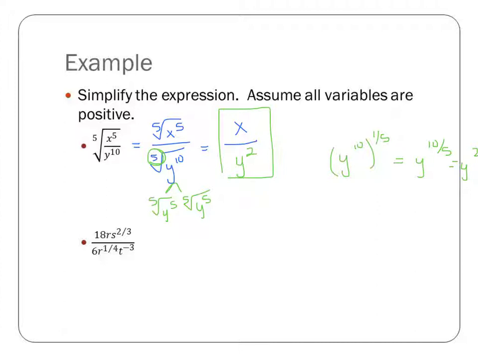Okay, so what about this next one? We got all sorts of stuff going on. You really need to look at one base at a time. So if we look at the numbers, 18 divided by 6 is 3. So we get a 3, it's on top. Then if we look at the r's, and we are subtracting, so we get 1 minus a 4th is 3/4. So we're going to do r to the 3/4 on top. The only place we have an s is on top, so you get s to the 2/3 on top. And the only place we have a t is on the bottom, but it's negative, so it needs to come to the top. There is your answer.